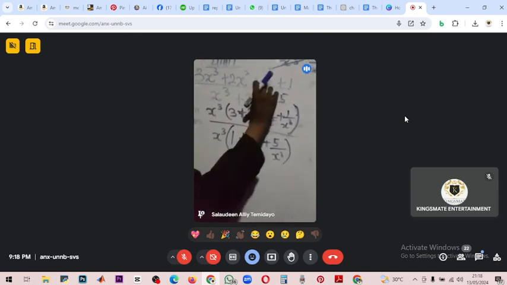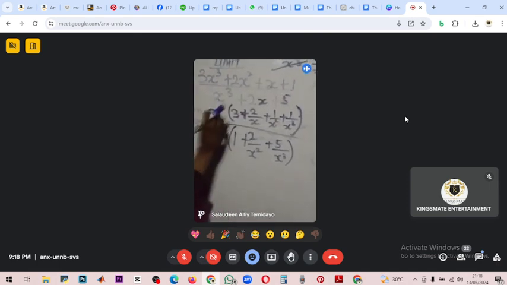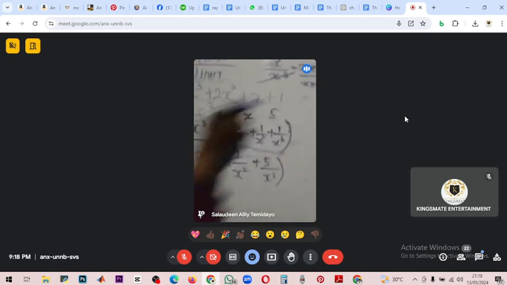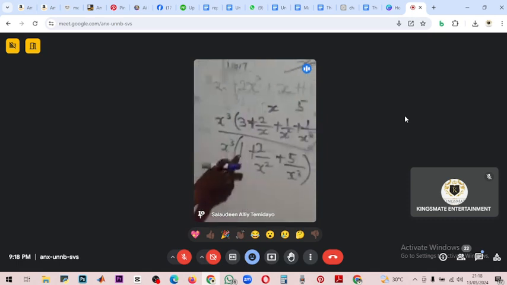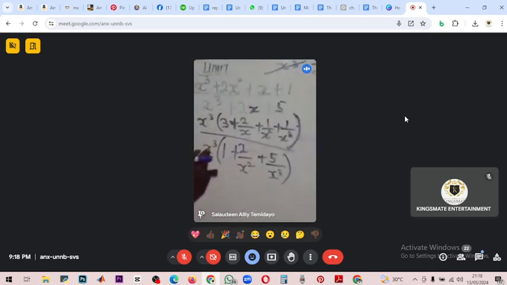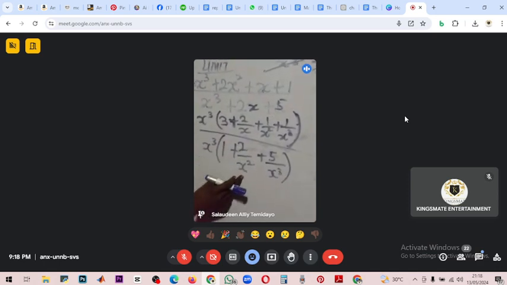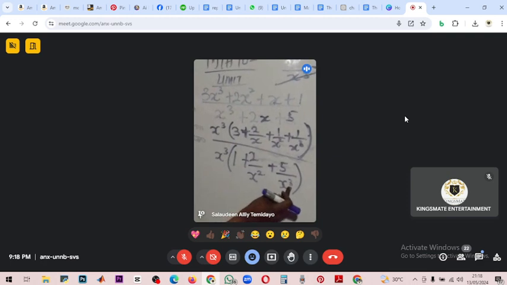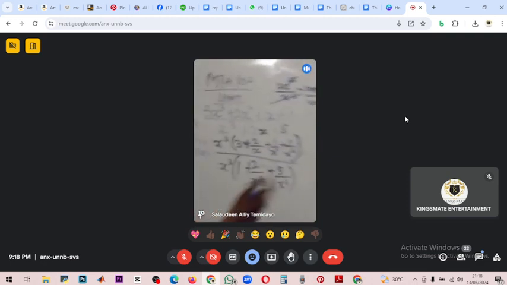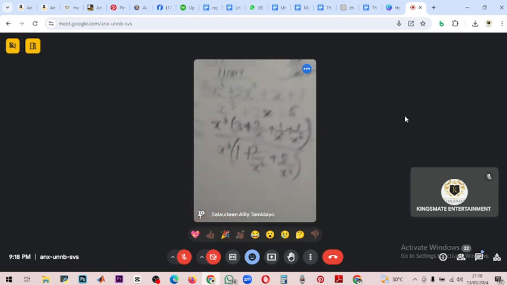So you can as well do it. X divided by the x cubed, you will have 1 over x cubed. So x cubed divided by x cubed, you have 1. 2x divided by x cubed, you have 2 over x squared. Plus 5 divided by x cubed, that is 5 over x cubed. Nothing will cancel anything.